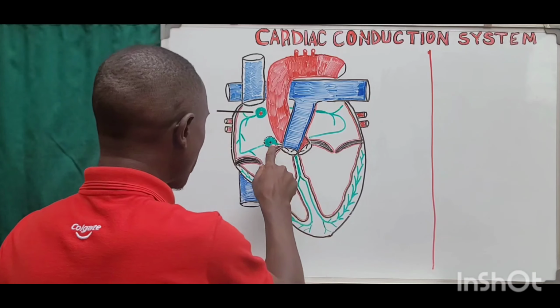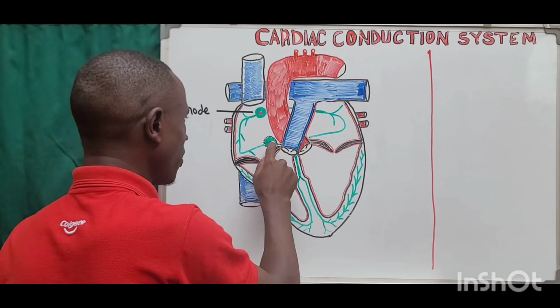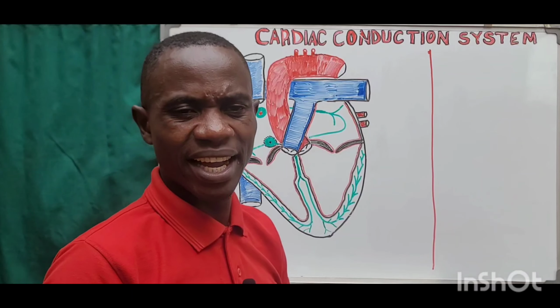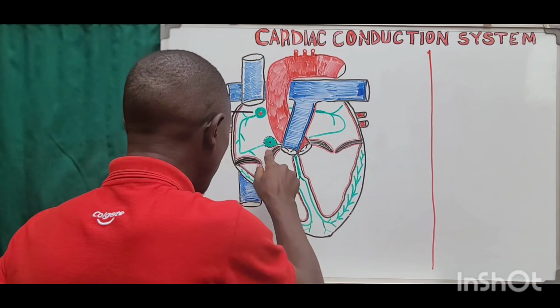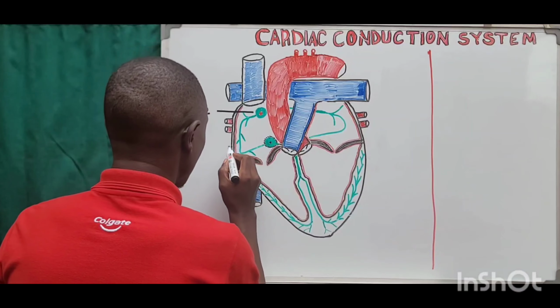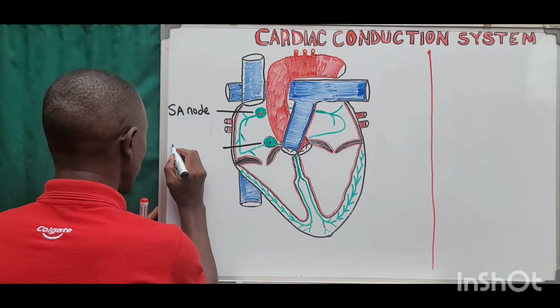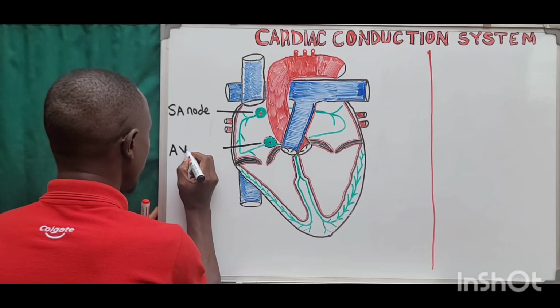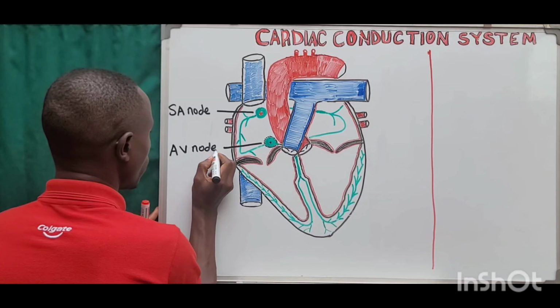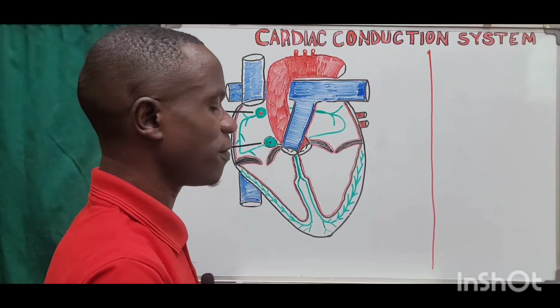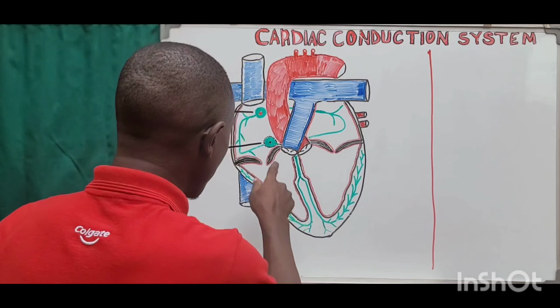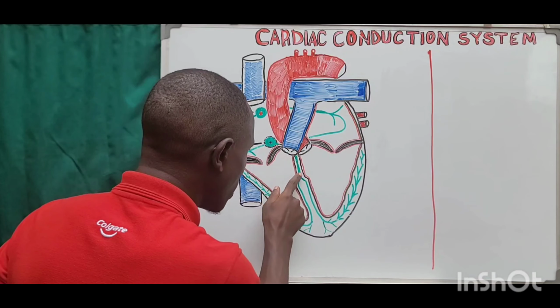When we come down here, we have another kind of nodal cell. This nodal cell here is what we call the atrioventricular node. Super important.